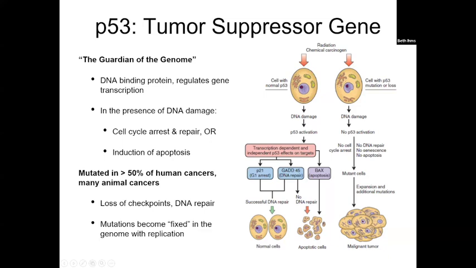So again, mutation in a tumor suppressor, you're going to get a loss of function. So you're going to get a loss of those checkpoints, loss of DNA repair mechanisms, loss of this apoptosis control in damaged cells. And then this is going to allow these mutations to become fixed in the genome, because it's going to allow these damaged cells to replicate.